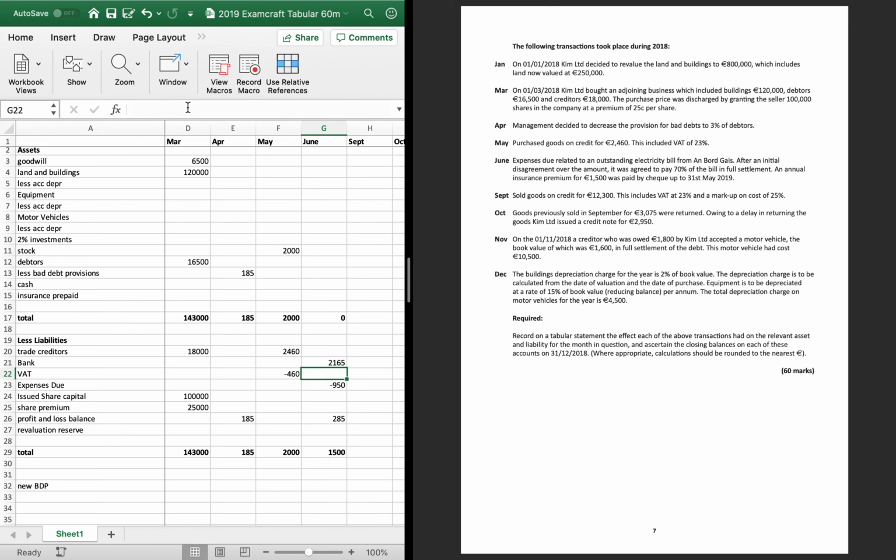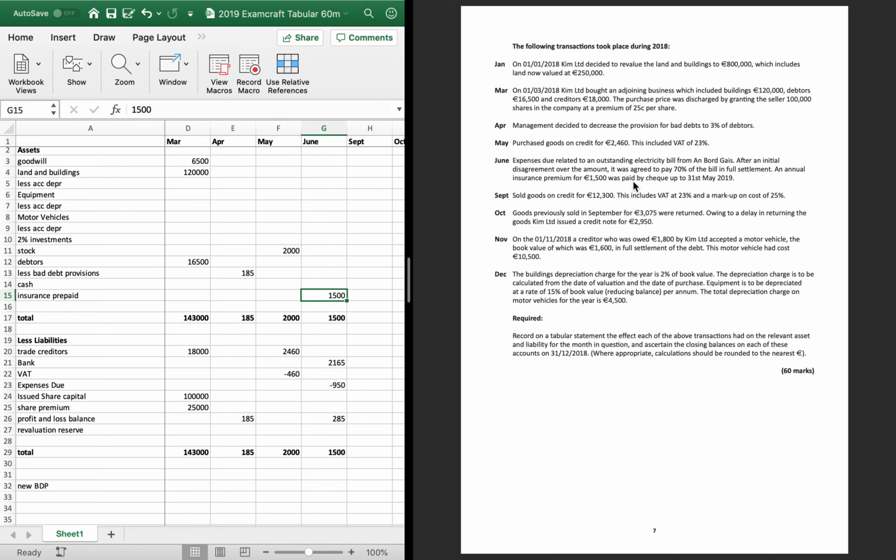You could do it in two separate workings if you wanted. And then my insurance prepaid will go up by 1,500. And we finish off that June working, that insurance prepaid amount, when we get to December. Okay, so that's June done.